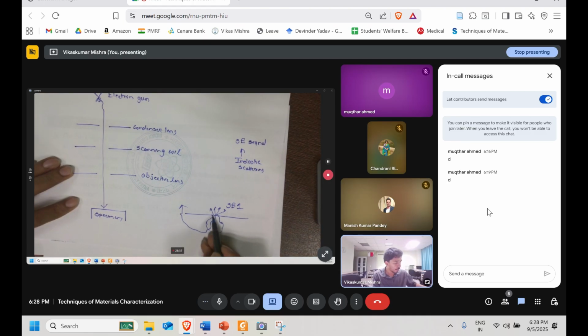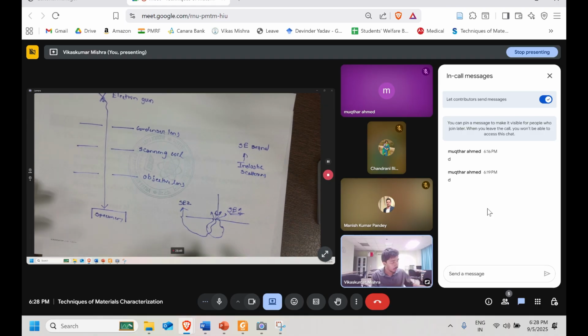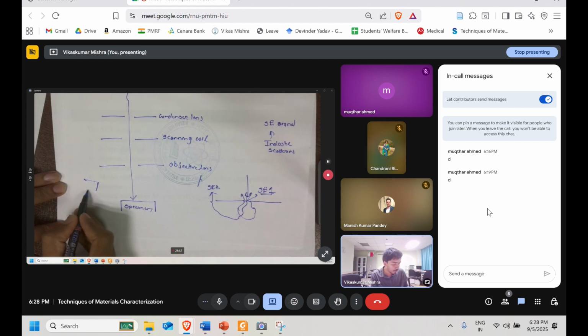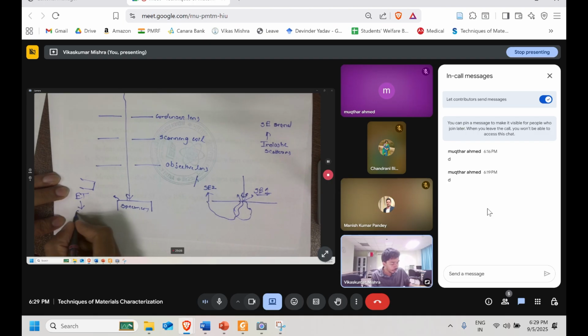So spatially, if this is my incoming electron beam, here SE1 will be generated. A little bit far, SE2 will be generated. Now if I keep my ET detector over here, at a certain angle, what will happen? Let's say this is the SE2 and this is SE1. The ET detector will detect the combination of the SE2 and SE1.